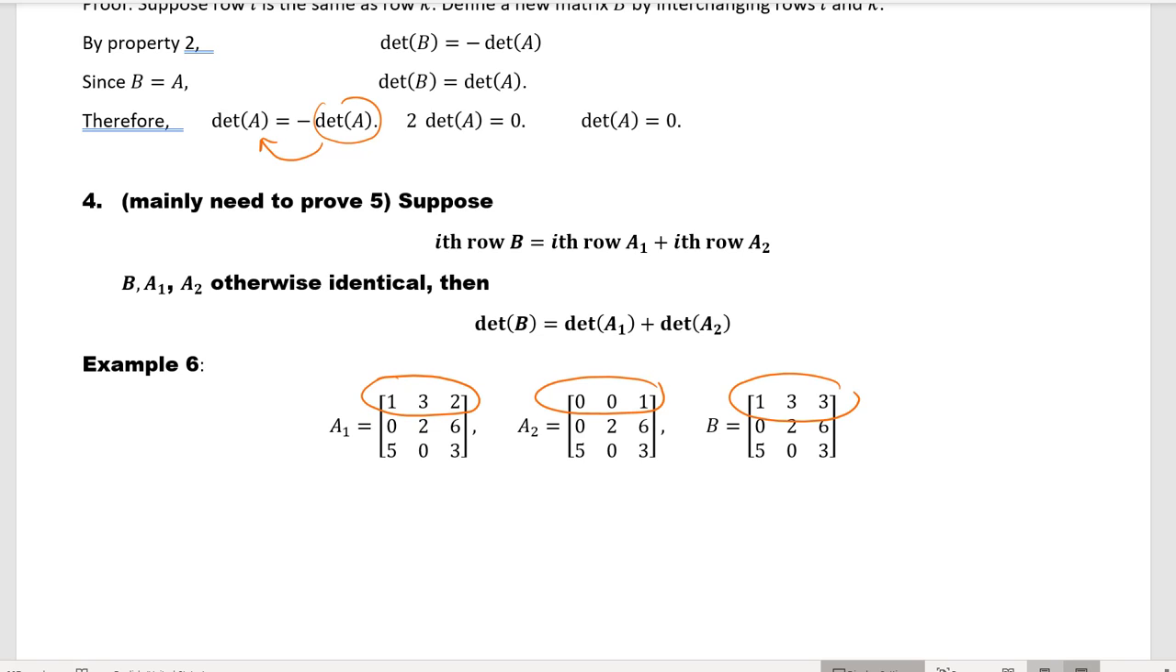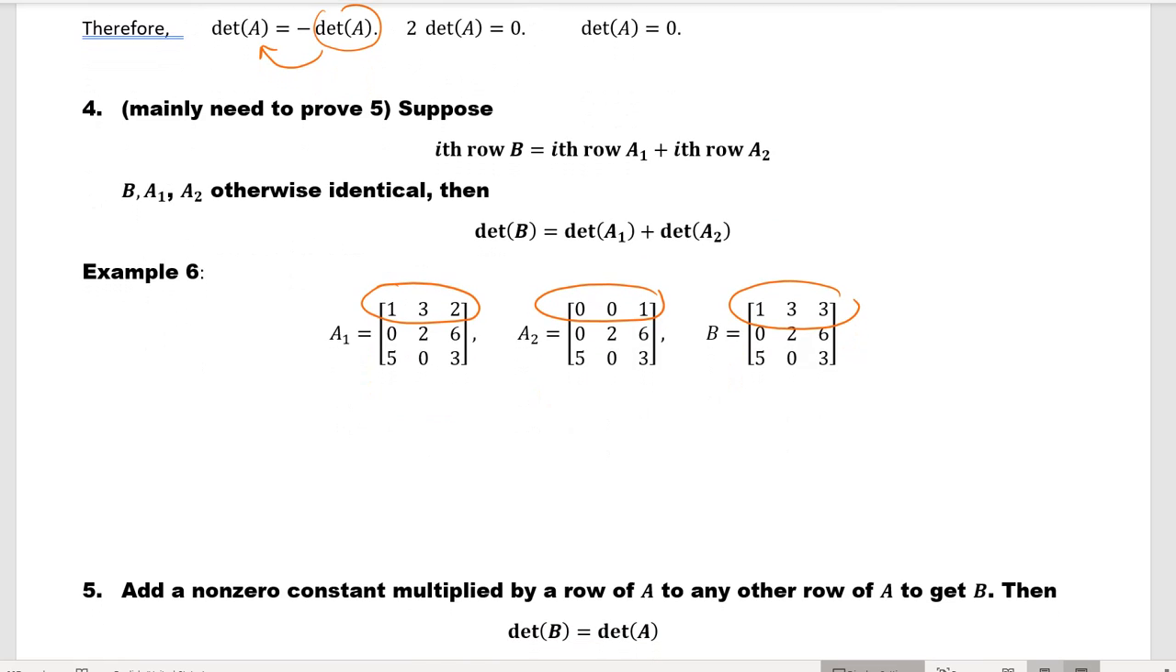Then you can compute the determinants of them, and you will realize the determinant of B equals the determinant of A1 plus the determinant of A2. Alright, so you can pause the video and check this out. Have you finished? Alright, let's check together.